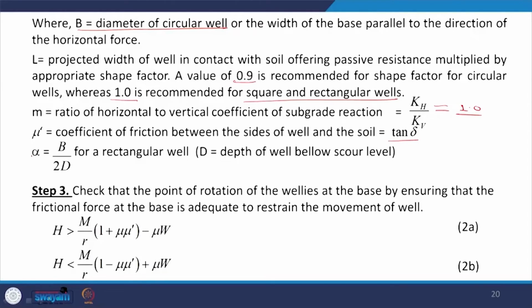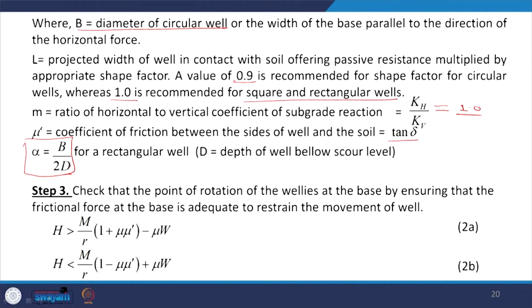Then alpha, which is coming in equation number 1, is given by B by 2D. Again you need to understand that D is not the diameter here. B is the diameter, divided by 2 it will be the radius, and then it is divided by the depth of the well.